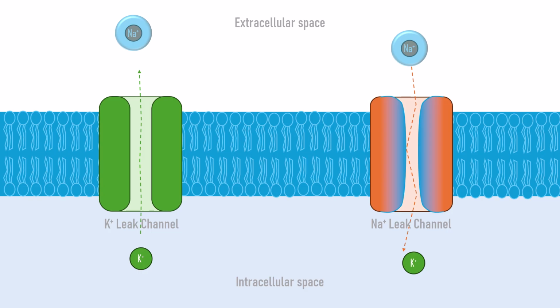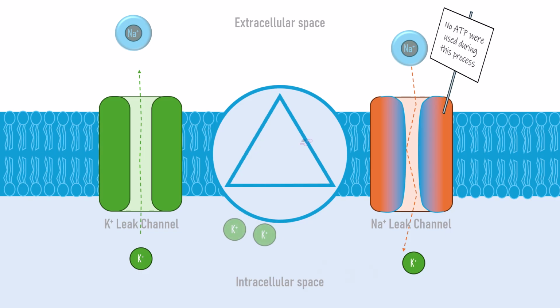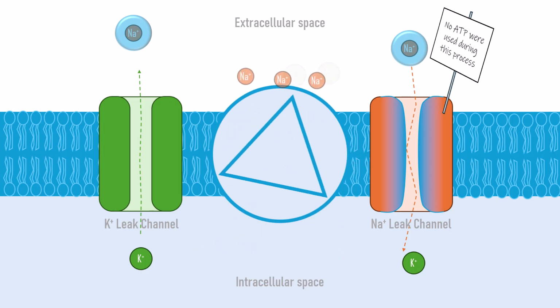Now you may object by saying, hey, how can we call this a passive channel when it uses energy? Valid point, and the answer here is that the channel does not utilize ATP. Instead, the energy for partial dehydration and movement of the sodium ion through the pore comes from binding interactions and the electrochemical gradient.